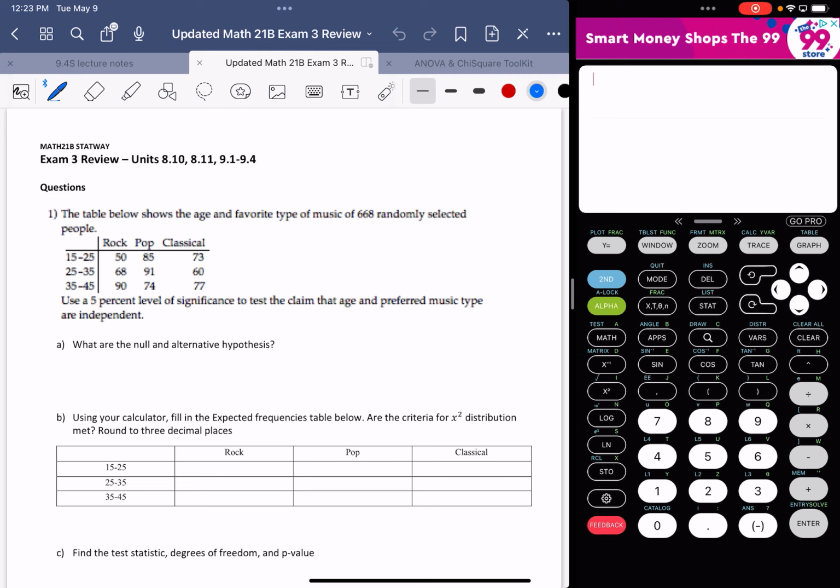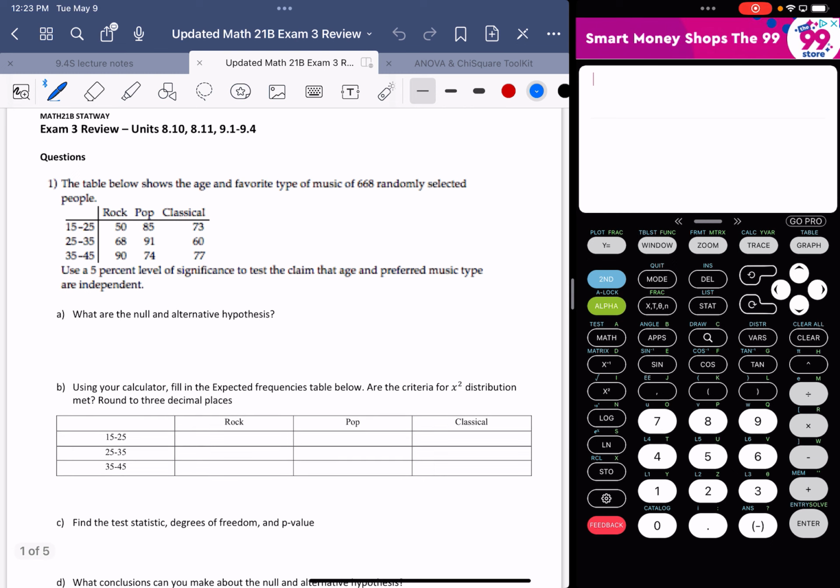So question number 1. The table below shows the age and favorite type of music of 668 randomly selected people. As you can see, here's the age, and then here's the music type, and the breakdown is here. So we are given a two-way table. Use a 5% level of significance to test the claim that age and preferred music type are independent.